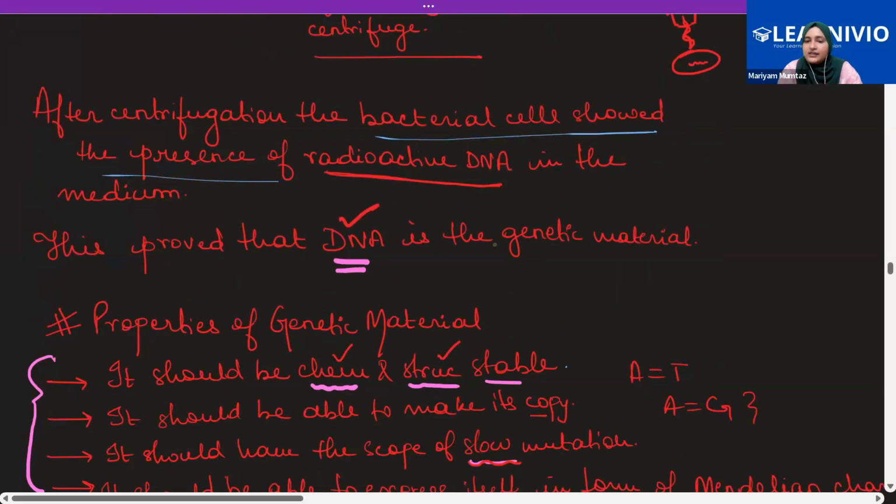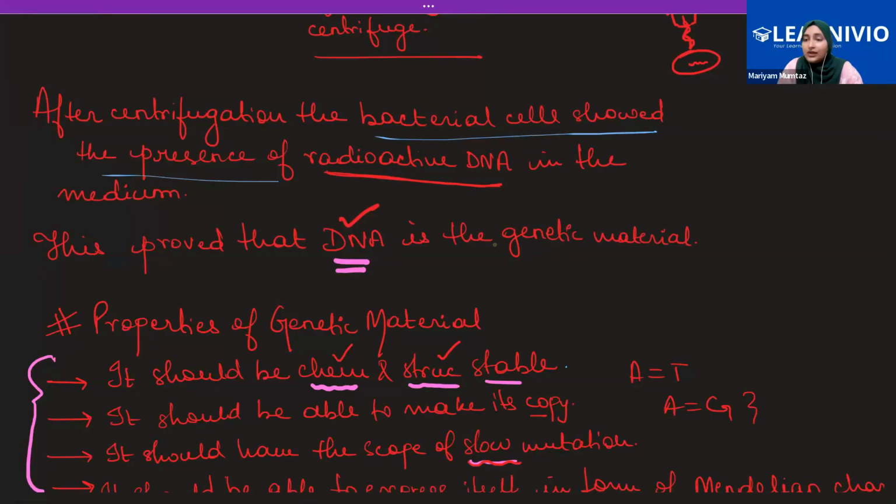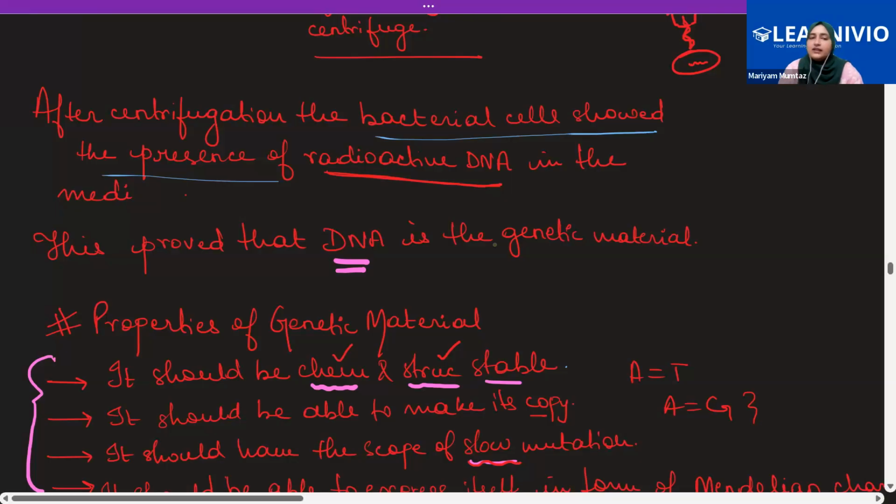Now, after the centrifugation was done, the bacterial cells were studied. They wanted to see whether in the bacterial cells they would find radioactive sulfur or radioactive phosphorus. And at the end, the radioactive phosphorus, or the radioactive DNA, was found in the medium. This proved that DNA is indeed the genetic material. Is it clear?